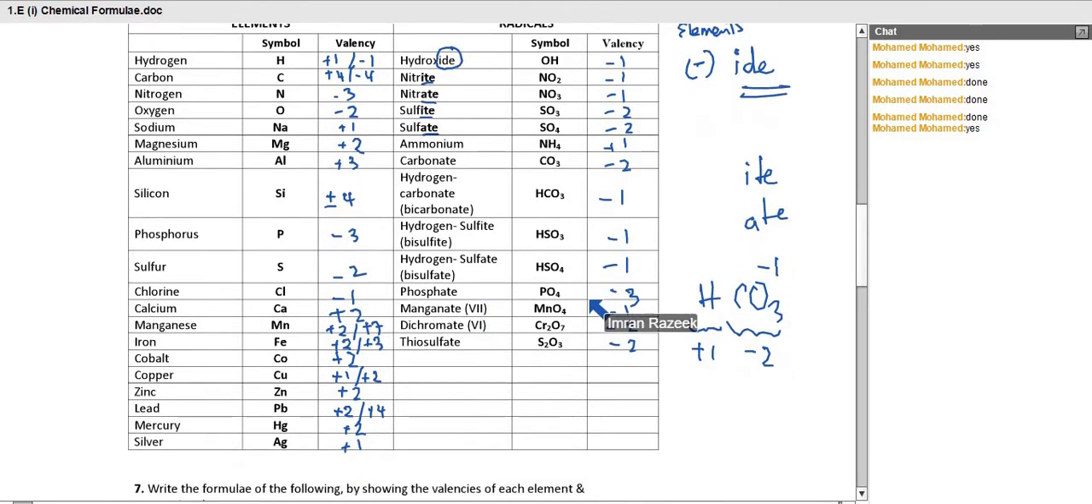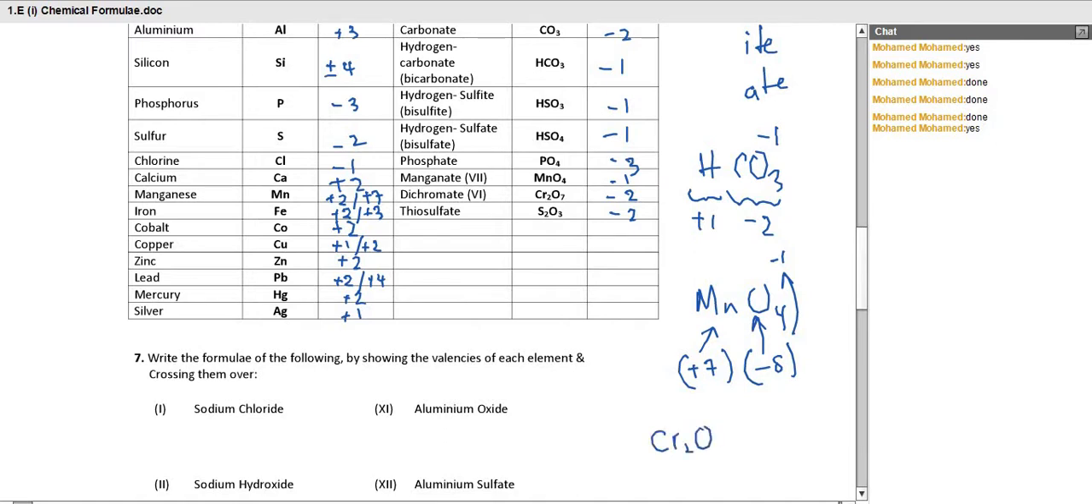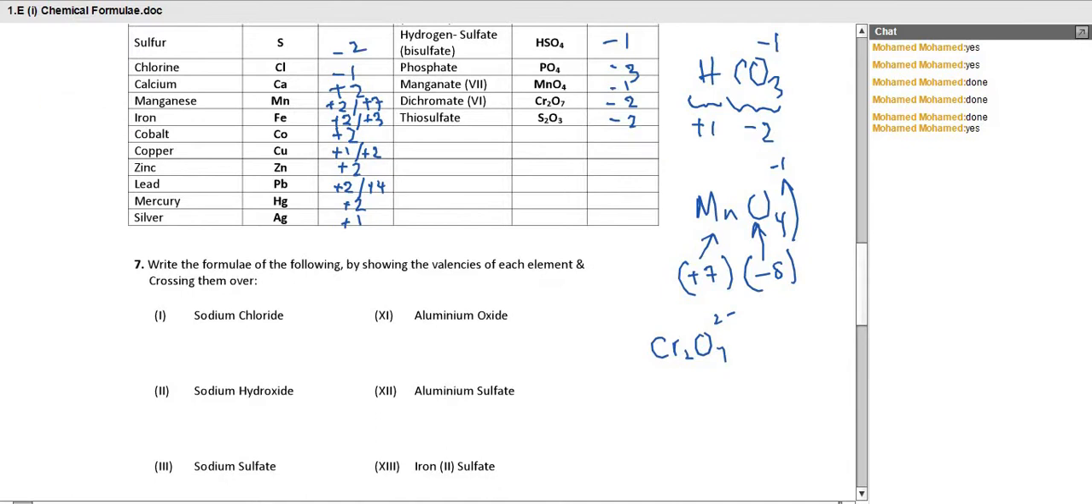Manganate 7. This 7 here, Roman 7, is the oxidation state of manganese. Oxidation state is the same as valency. This is plus 7. Manganese is plus 7. If manganese is plus 7, oxygen we know is minus 2, each oxygen, minus 2 times 4 is minus 8. So plus 7 and minus 8 is minus 1. That's why manganate 7 is minus 1. Dichromate is minus 2. Again, dichromate, chromium is 6. They are given the valency. Here the bracket is the valency of chromium, not the whole thing. So if chromium is plus 6, there are two chromiums here, so it's plus 12. And oxygen is minus 14, minus 2 times 7 is minus 14. So plus 12 and minus 14 is minus 2. So some of them you can work out the valencies, not all.